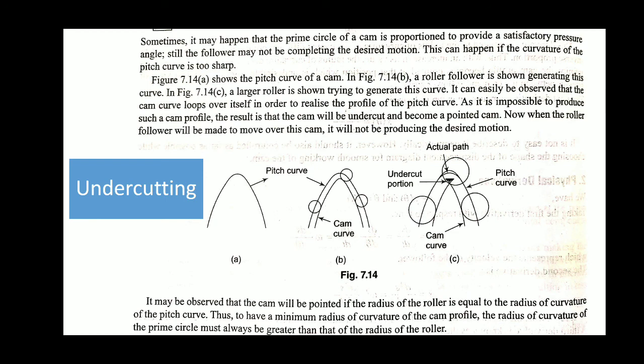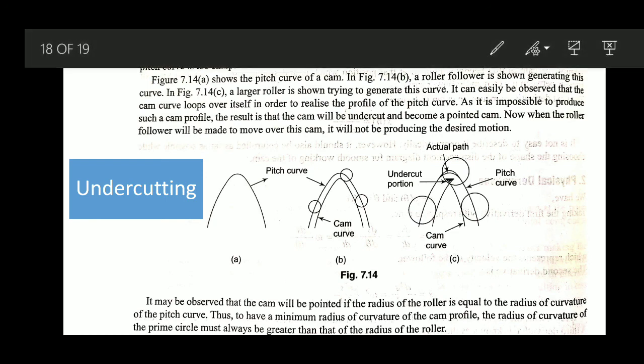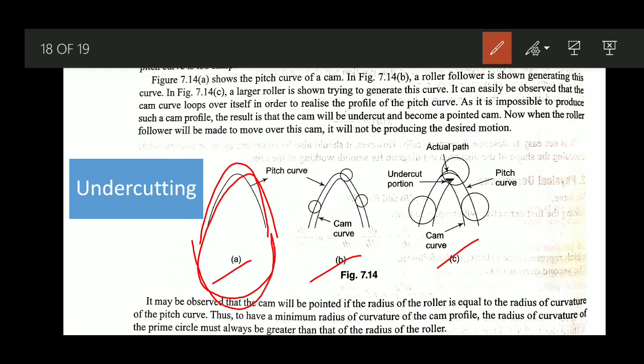If you look at Figure 3, parts A, B and C, figure A shows the pitch curve of a particular cam. The lower part is not shown, only the pitch curve portion. In the second figure, the circles represent the roller follower, as if the roller follower is generating this particular curve, passing through it like that.